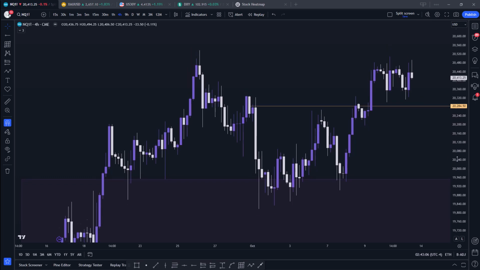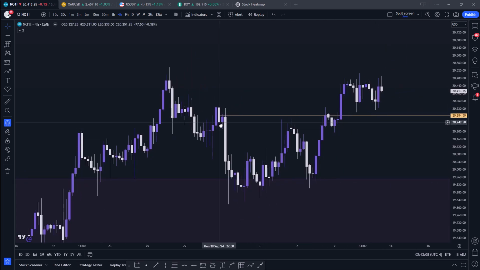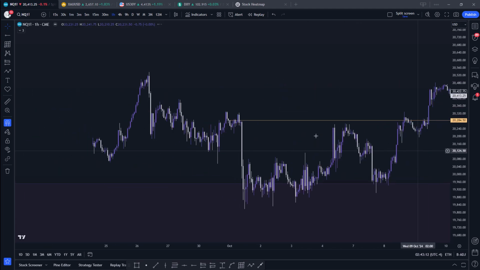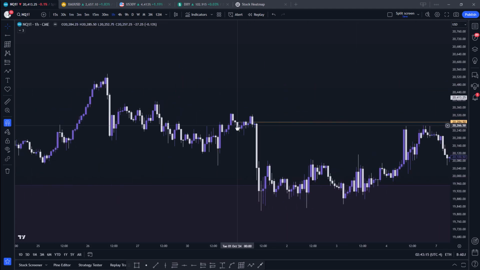NASDAQ, the same idea when it comes to the opening price. Let's go to the hourly time frame, firstly, to mark out the opening price. I think it is marked out already. Yeah, that's the midnight opening right there of the 1st of October.